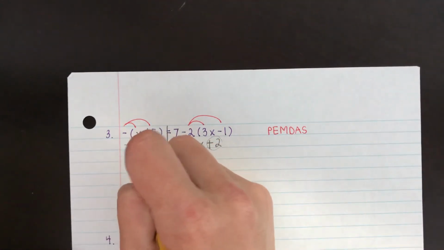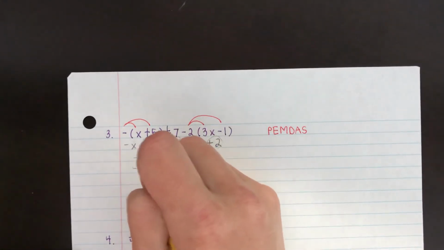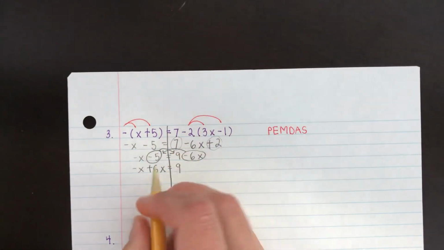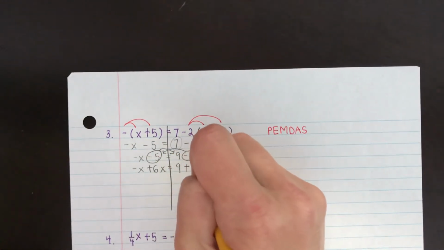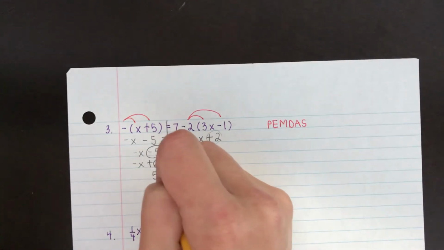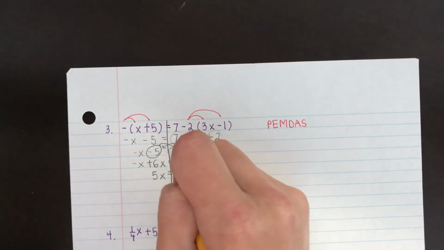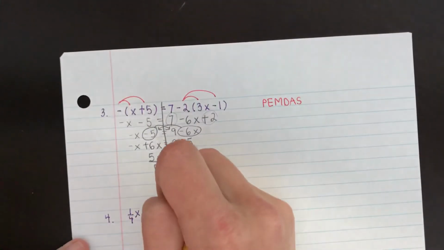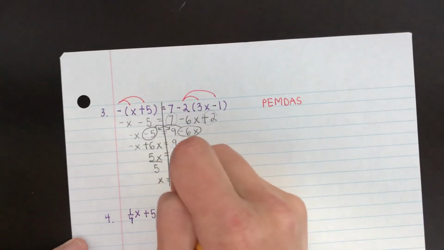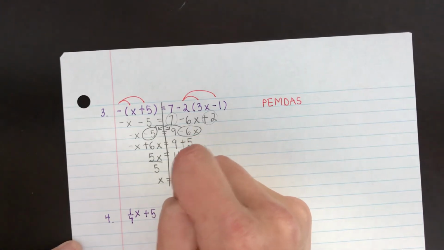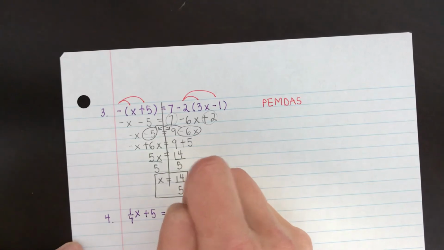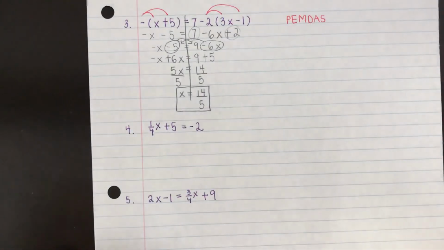So this negative x remains. The negative 6x becomes positive 6x. The 9 remains. The negative 5 becomes positive 5. And I get 5x when I combine equals 14. Divide by 5, divide by 5. I get x equals 14/5. And make sure you box that answer up, because it won't simplify, you're done. And I won't make you check that one for sake of time.